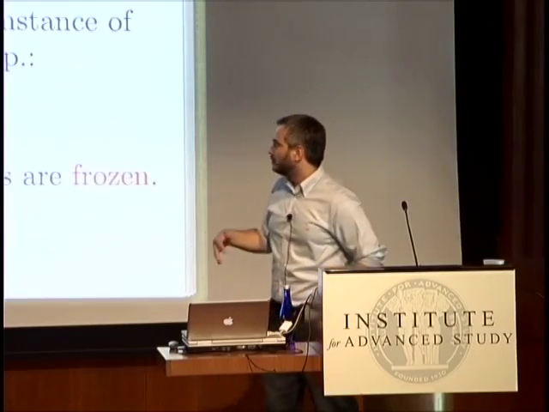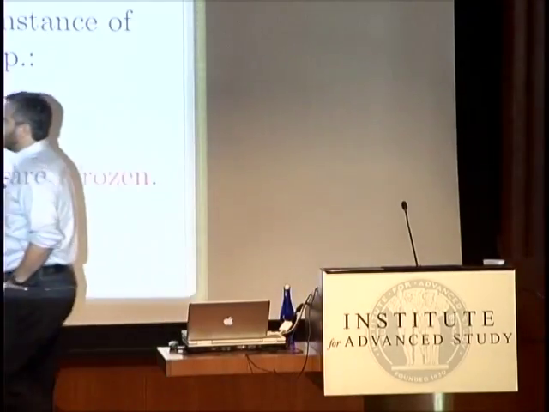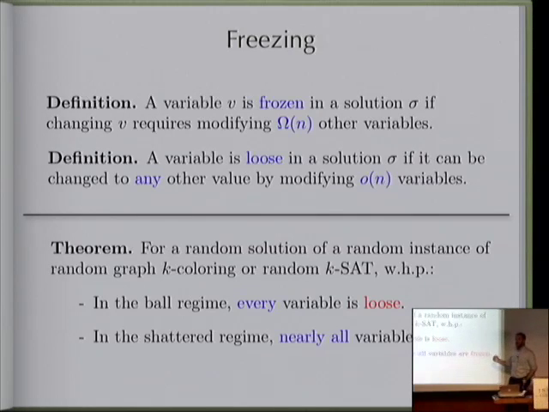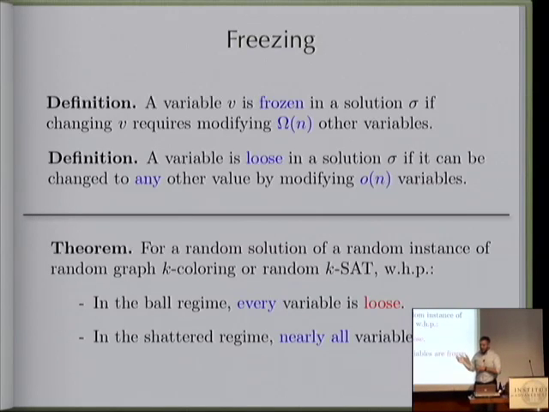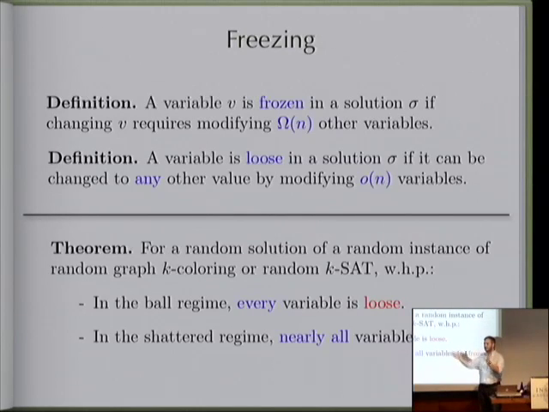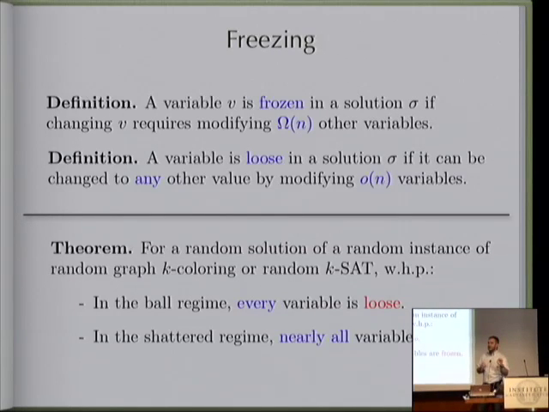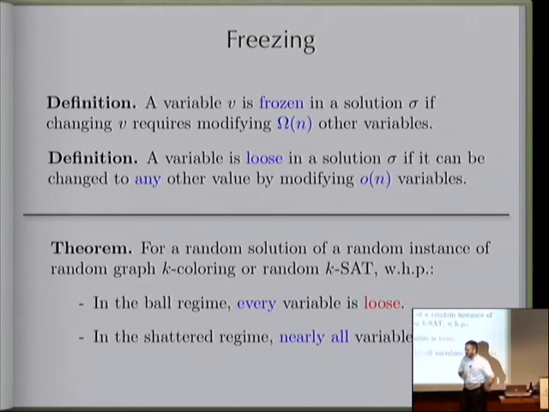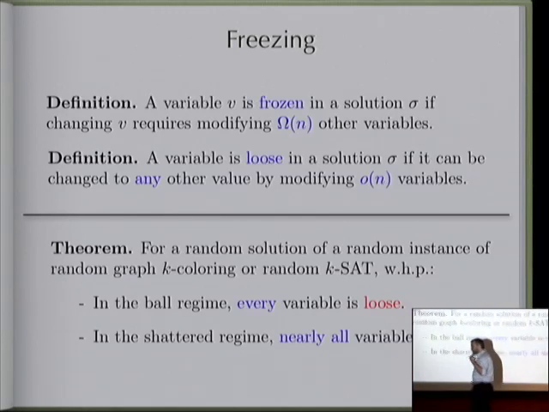And that's what we prove: in the ball regime, below the shattering point that I described, every single variable is loose. On the other hand, in the shattered regime, nearly all variables are frozen. When I drew the schematic earlier, I said you go from one nice big cluster to many small little clusters. There was more truth in that drawing than I actually said at the time, meaning that if you look at these clusters, they really look like balls.